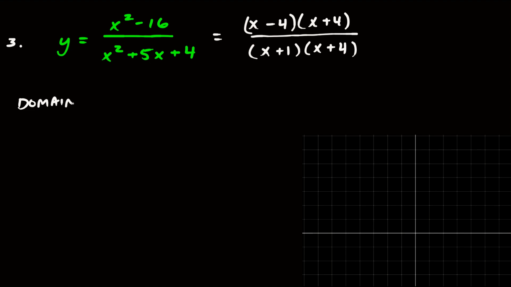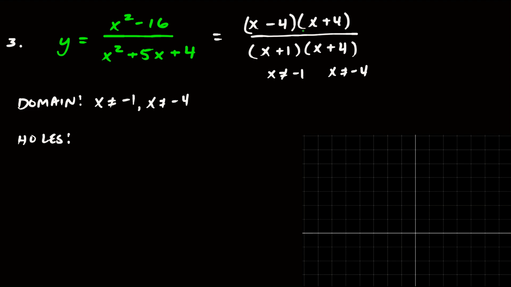So we have the domain. So the zeros of the denominator. Right away, I'm just going to write down here, x cannot equal negative 1 and x cannot equal negative 4. So there's our domain. We have our zeros. Negative 1, negative 4. Now next up are the holes, our removable discontinuity.